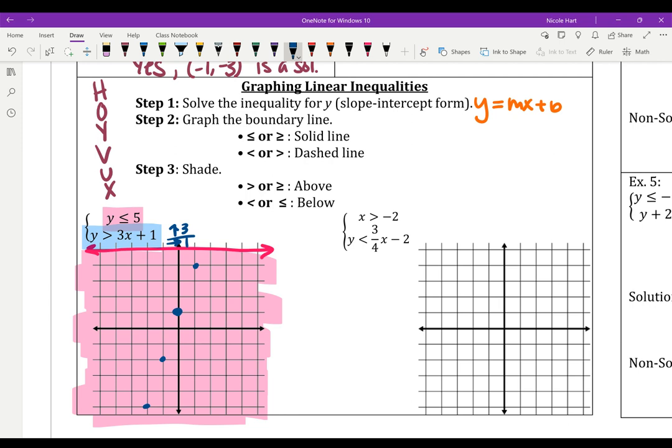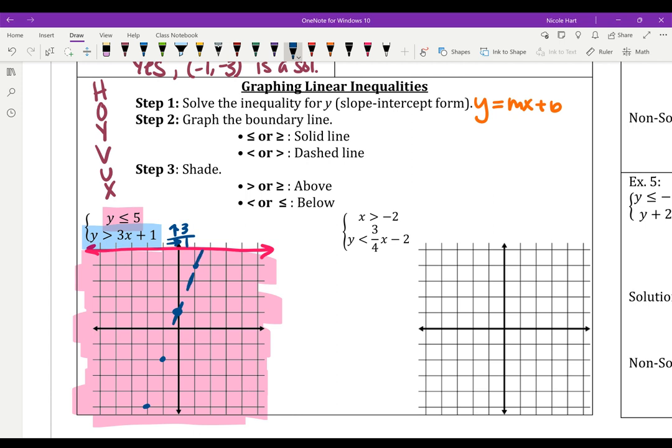This is just a greater than symbol, not a greater than or equal to. So it's not going to be a solid line. It's going to be a dashed line. So you can just make some dashes, or if you want to do a solid line and then erase some parts, I know kids do that as well.